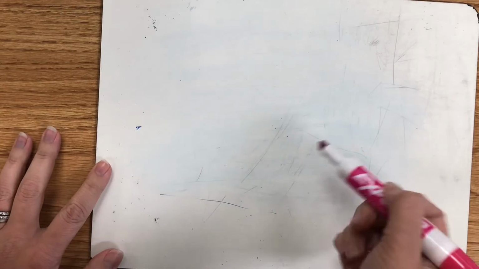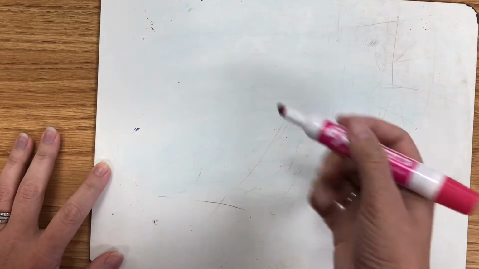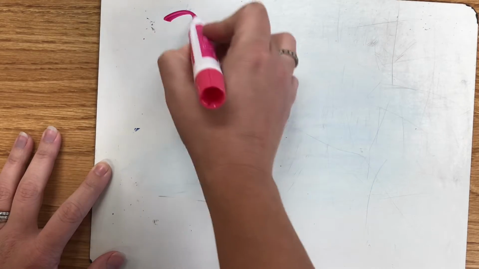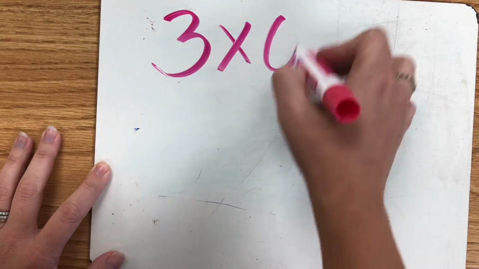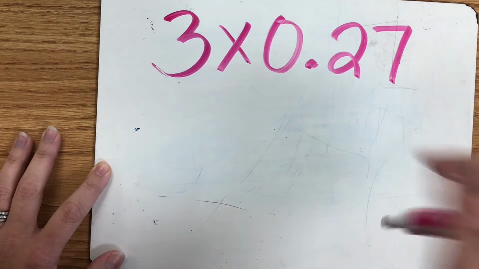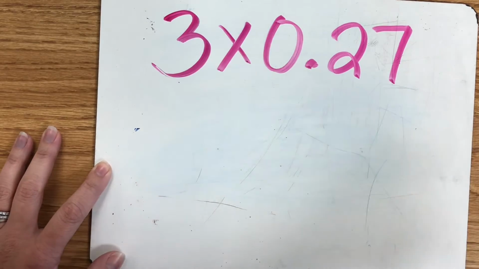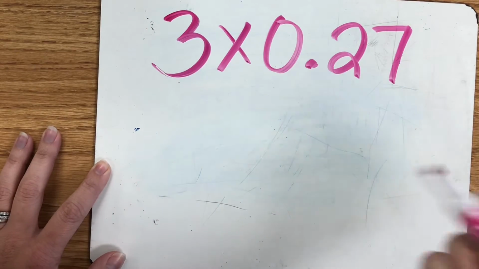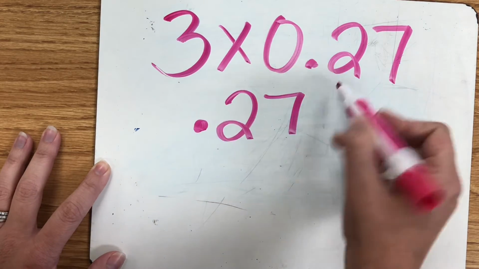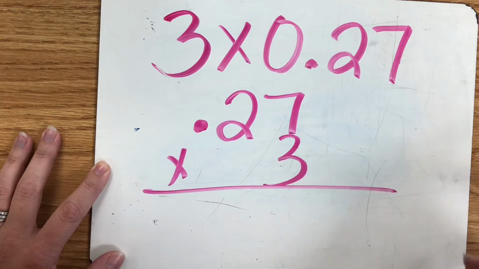Hey, 5th grade, we are going to be multiplying decimals by whole numbers. So I'm going to do a couple of examples on my board. So in your book, it shows your problems written like this: 3 times 27 hundredths. I always rewrite them. So I'm going to rewrite it 27 hundredths times 3, because I always do the bigger number on the top.